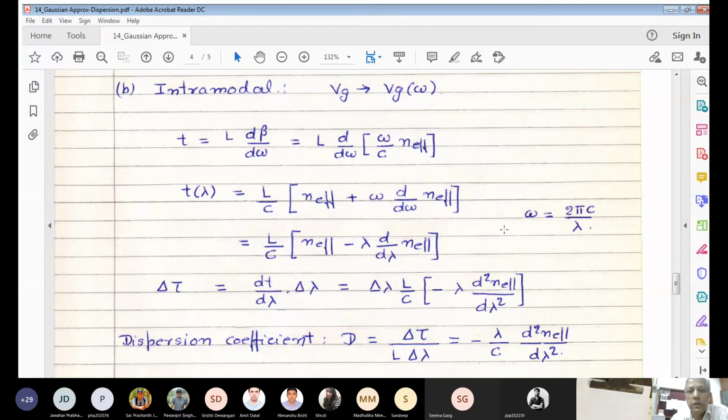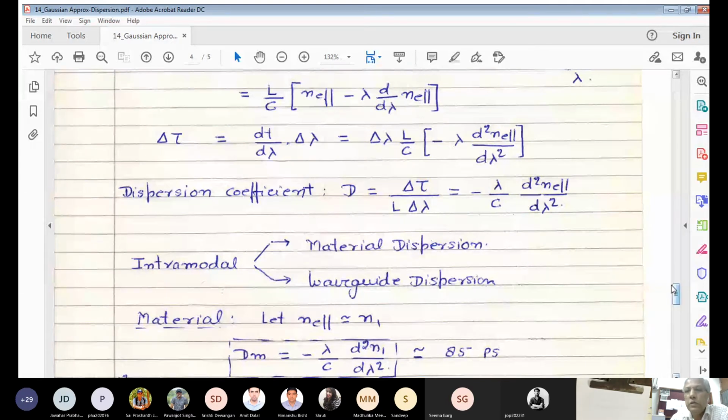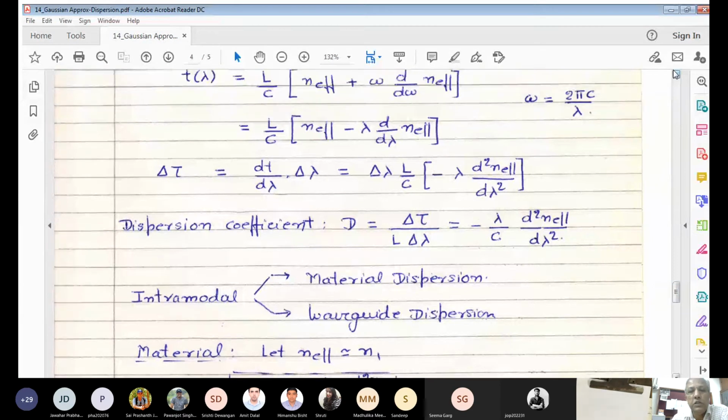And it is a simple thing you can show that this omega into d by d omega operator is nothing but minus lambda d by d lambda. So time taken by the wavelength lambda in traveling a distance L is given by L by c times n effective minus lambda d by d lambda of n effective, right? So you can find out then what would be the broadening. I am considering an input pulse, let me consider an impulse.